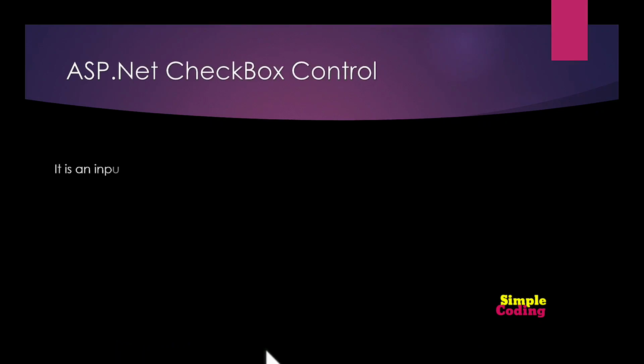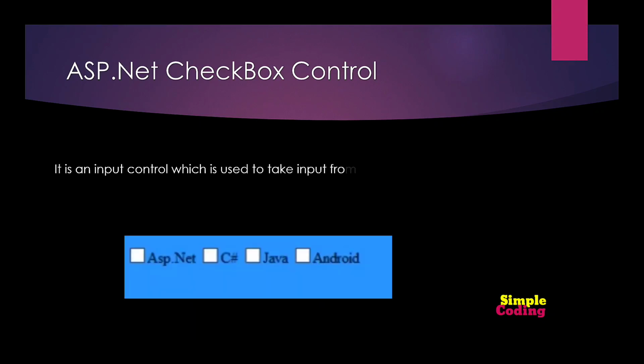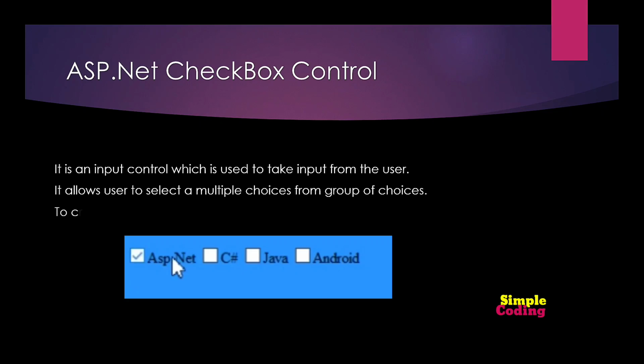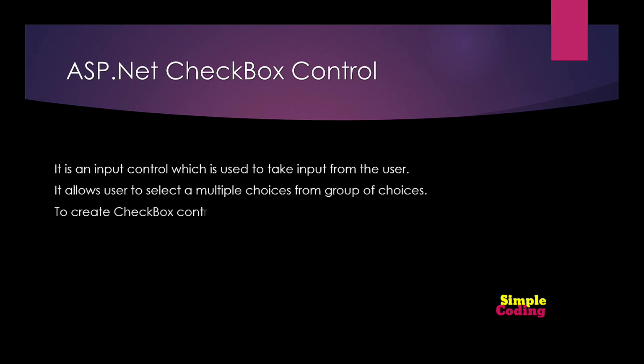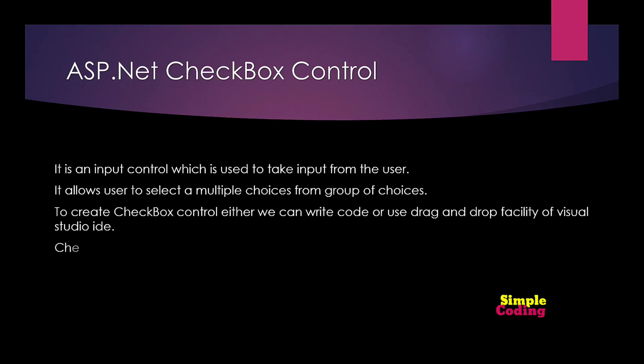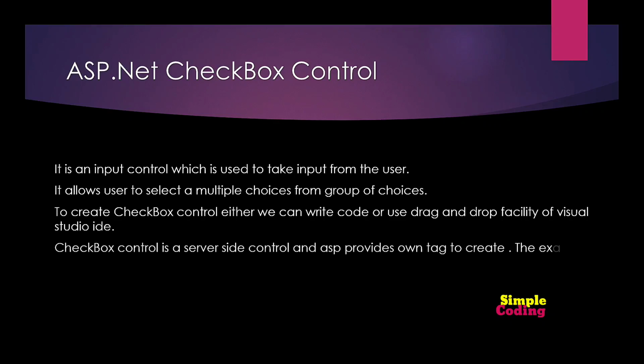Checkbox control is used to provide user input. Checkbox control allows us to select multiple options from many options. That is, we can select any number of choices as per our requirement. We can create checkbox control by writing code or drag and drop facility. Checkbox control is a server control, that means it has its own tag to create. Following is the tag which is used to create checkbox control.